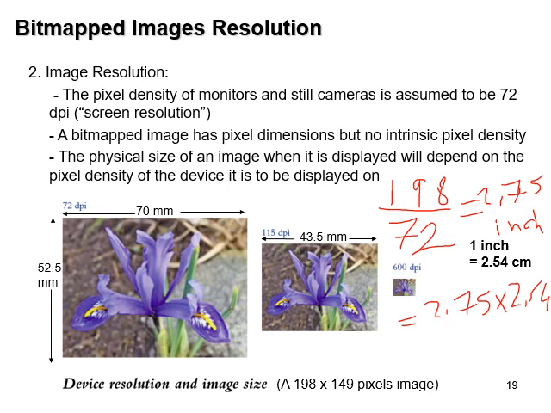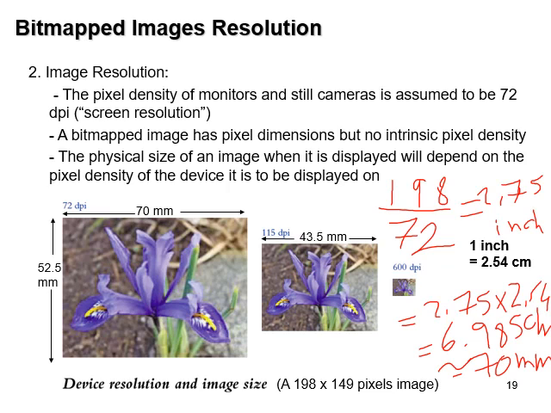actually the inch. So multiply this by 2.54. We get 6.985 centimeters, which is approximately 70 millimeters. So this is where the 70 millimeters came from.